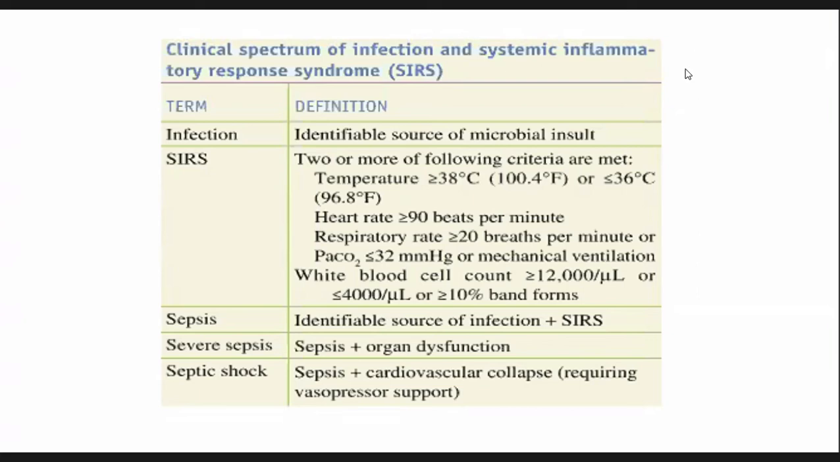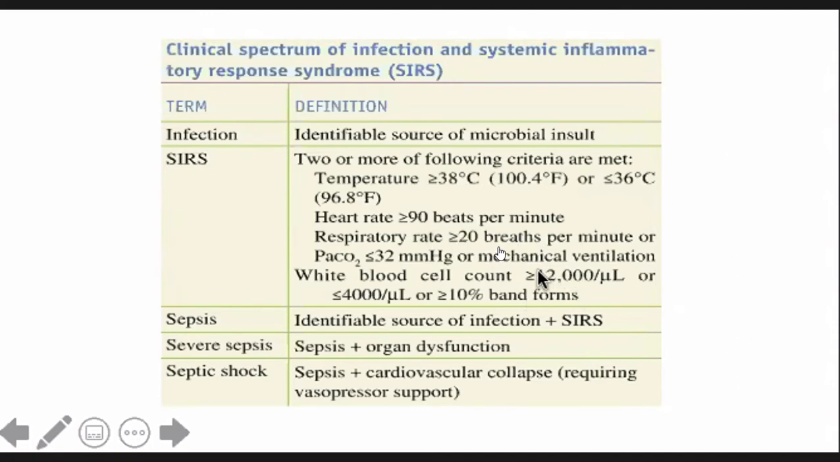A respiratory rate of more than or equal to 20 breaths per minute, or a PaCO2 of less than or equal to 32 millimeters mercury, or mechanical ventilation, or a white blood cell count of more than or equal to 12,000, or less than or equal to 4,000, or more than or equal to 10% band forms. So if there is the presence of two of these, we can define that the patient is having SIRS.